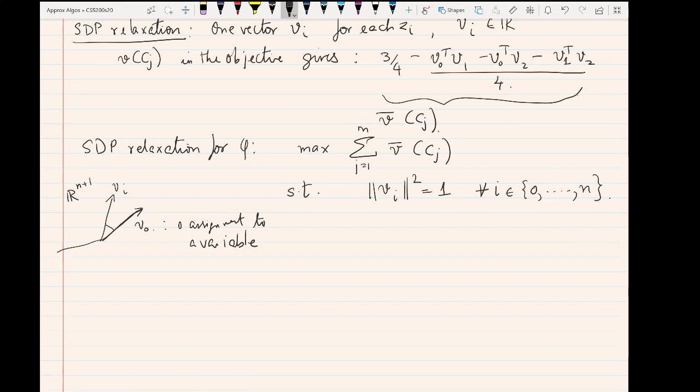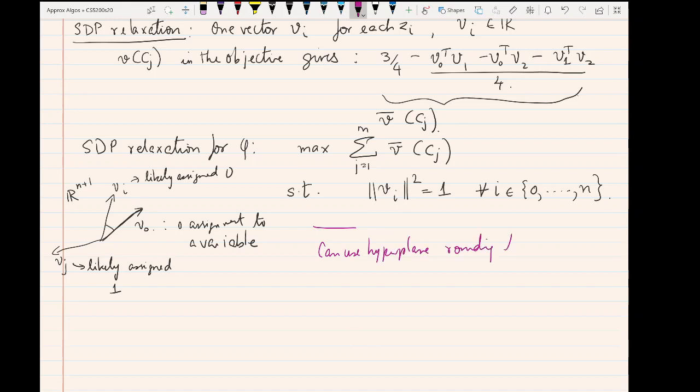And if something is aligned far away, a vj is at a large dot product with v0, then it says that you should possibly assign vj the value 1. Now you can use hyperplane rounding to again get a 0.878 approximation for this. And using this you can get a slightly better approximation for the general max-SAT problem where you don't have a limit on the size of each clause.